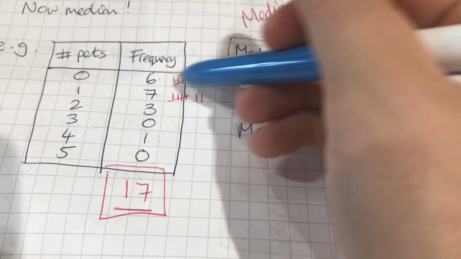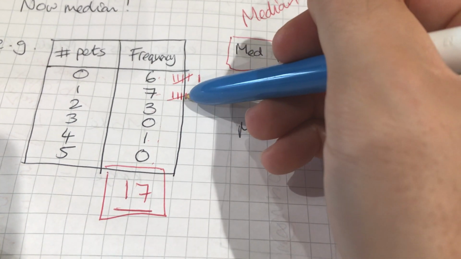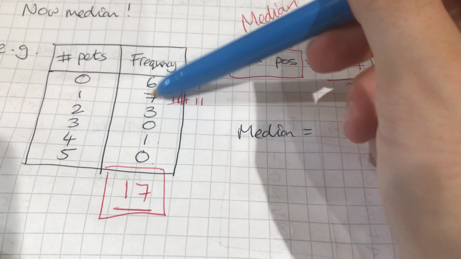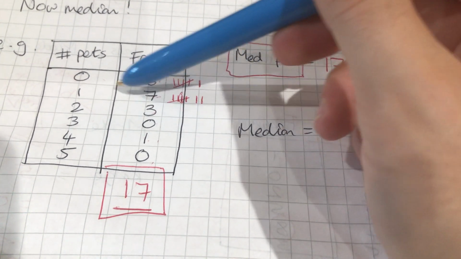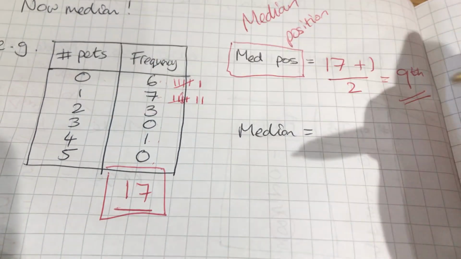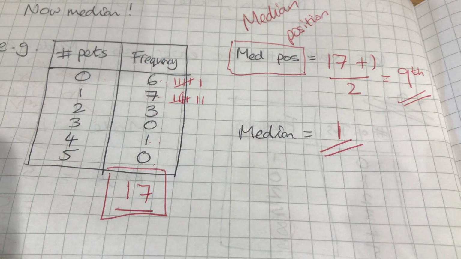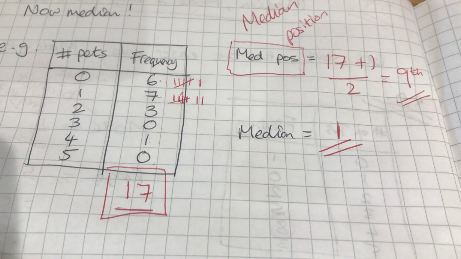So I've got 6 there. I've just done little tallies for it. 7 there. And I said the 9th. Well, the 9th was here. So the 9th is in this 7. Now that 7, what do those 7 represent? They represent people that have 1 pet. So my median is 1 pet. If you're not sure about that, rewind it, have another listen, and then have a go at these.